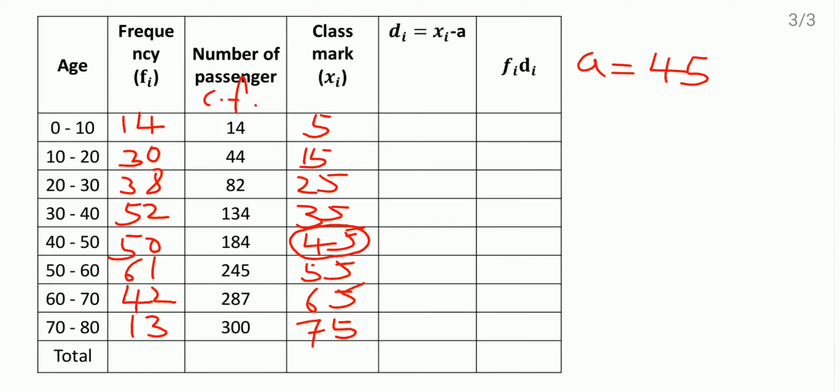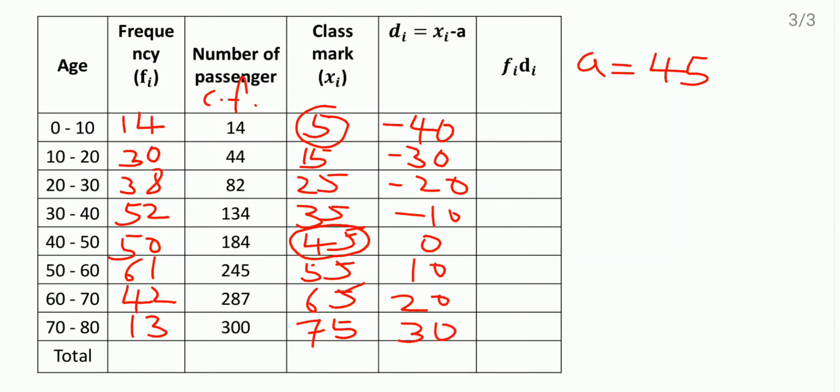So di, I will find out the deviation, xi minus A. Xi is what? This 5. 5 minus 45, if I do, I get the answer as minus 40. Then 15 minus 45, I get the answer as minus 30. Then minus 20, minus 10, then 0, then 10, 20, 30. Correct? Now I need to do the multiplication of fi and di.